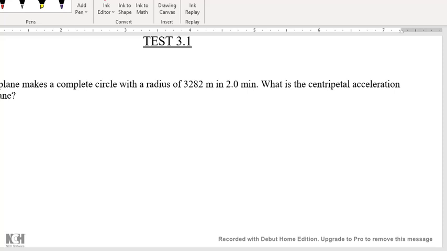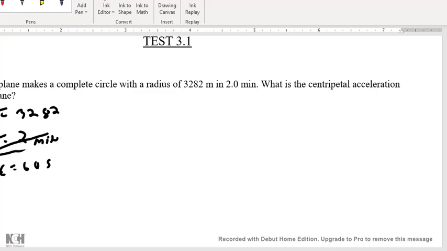Okay, this is the test corrections from the last test. First problem says a small plane makes a complete circle with the radius of 3282 meters. You immediately know that r equals 3282 meters. Time is 2 minutes. So you've got to remember that you've got to make this what? 60 seconds.